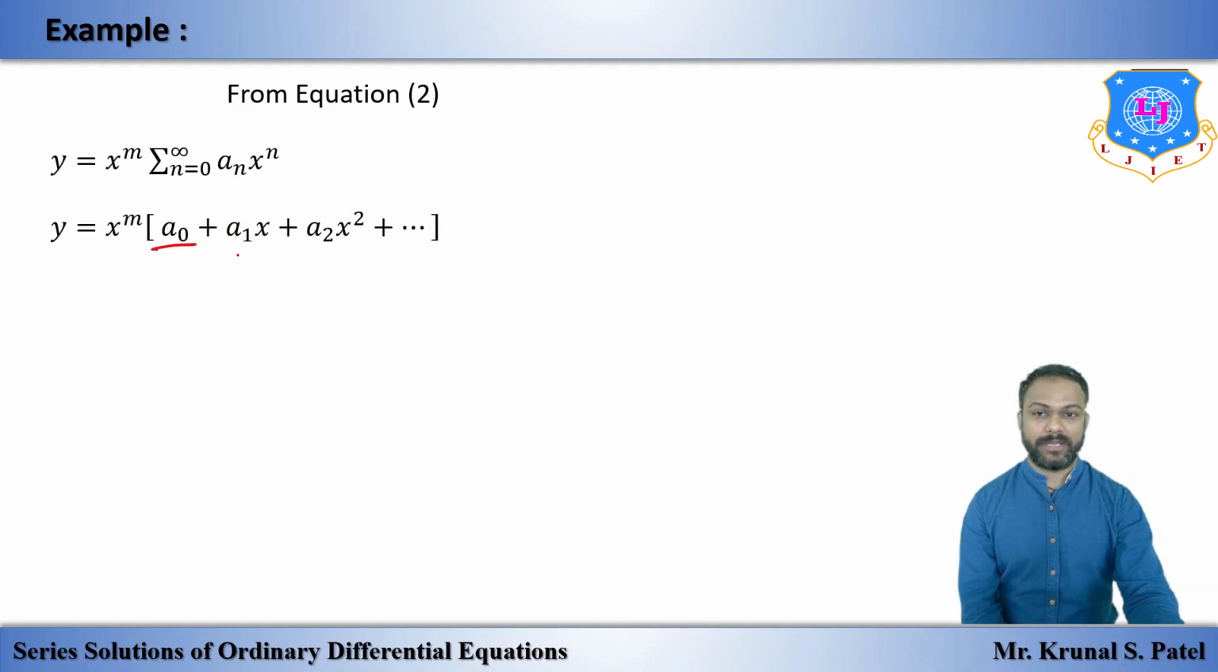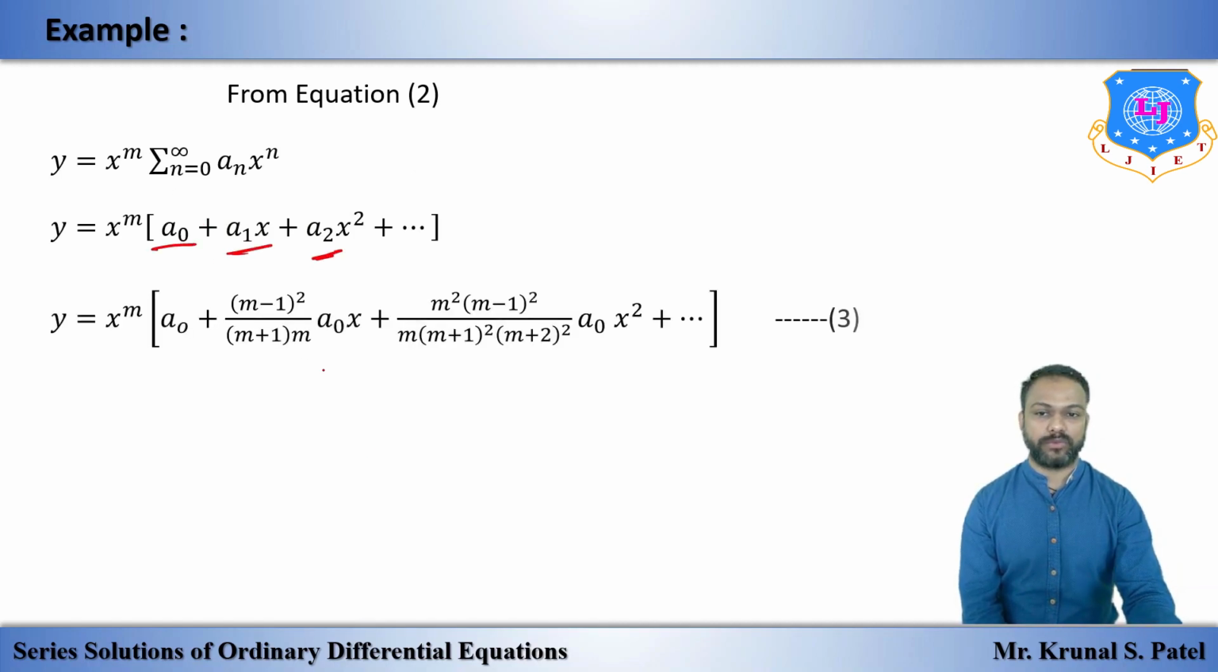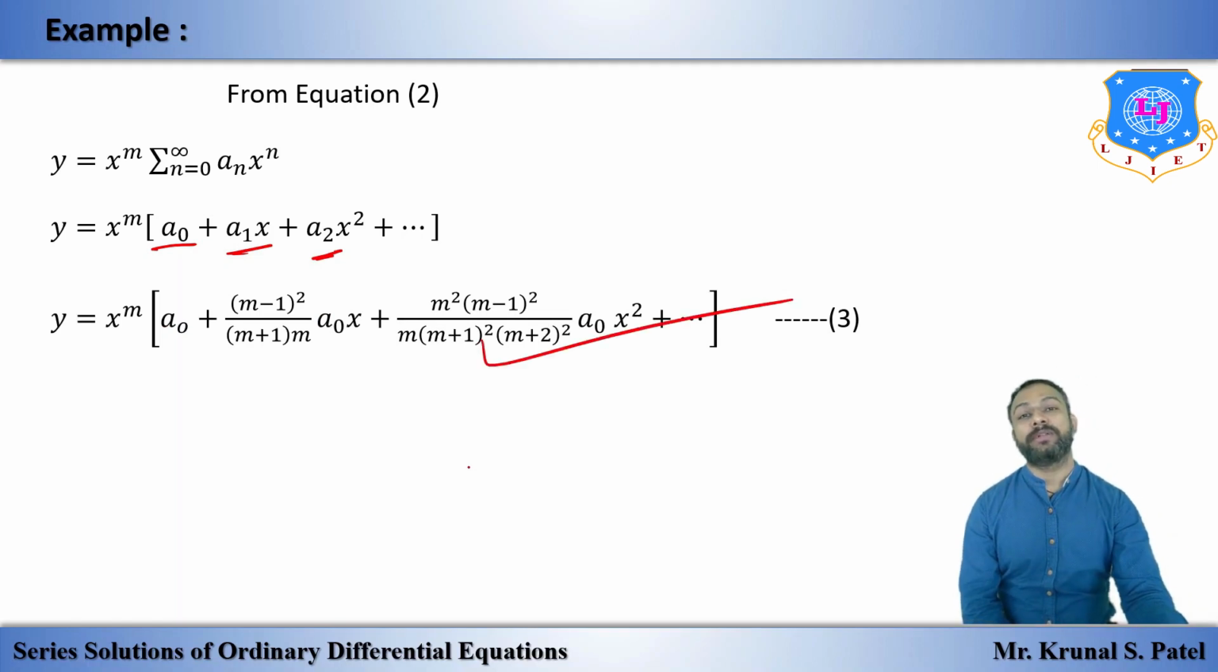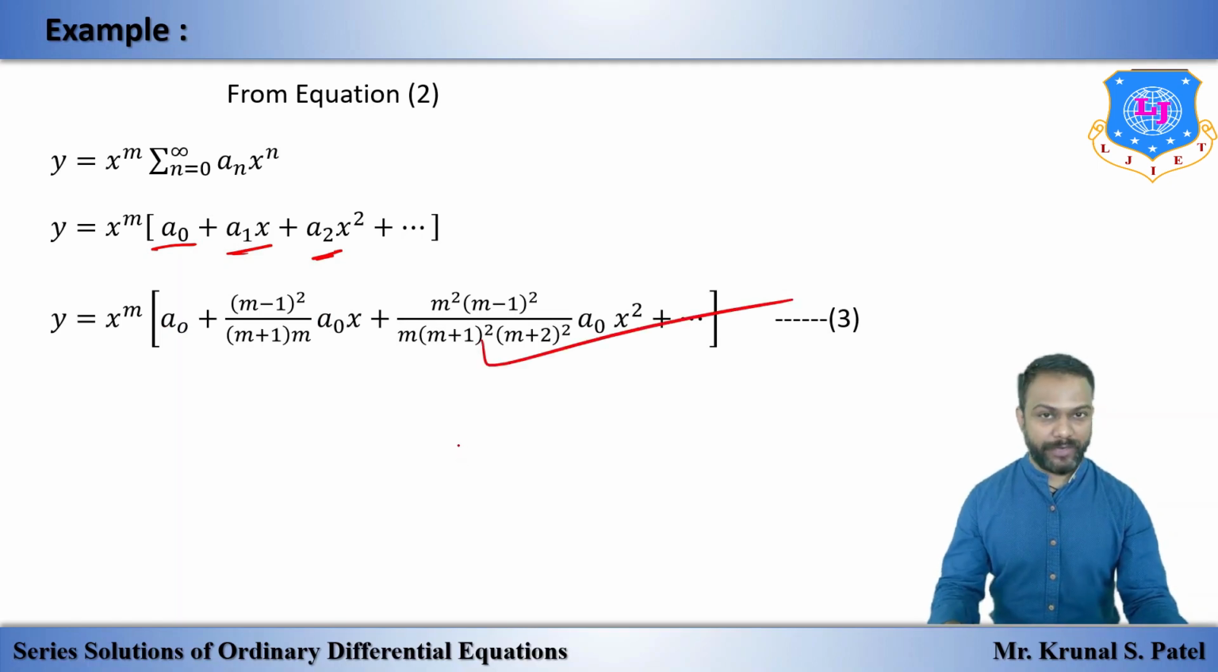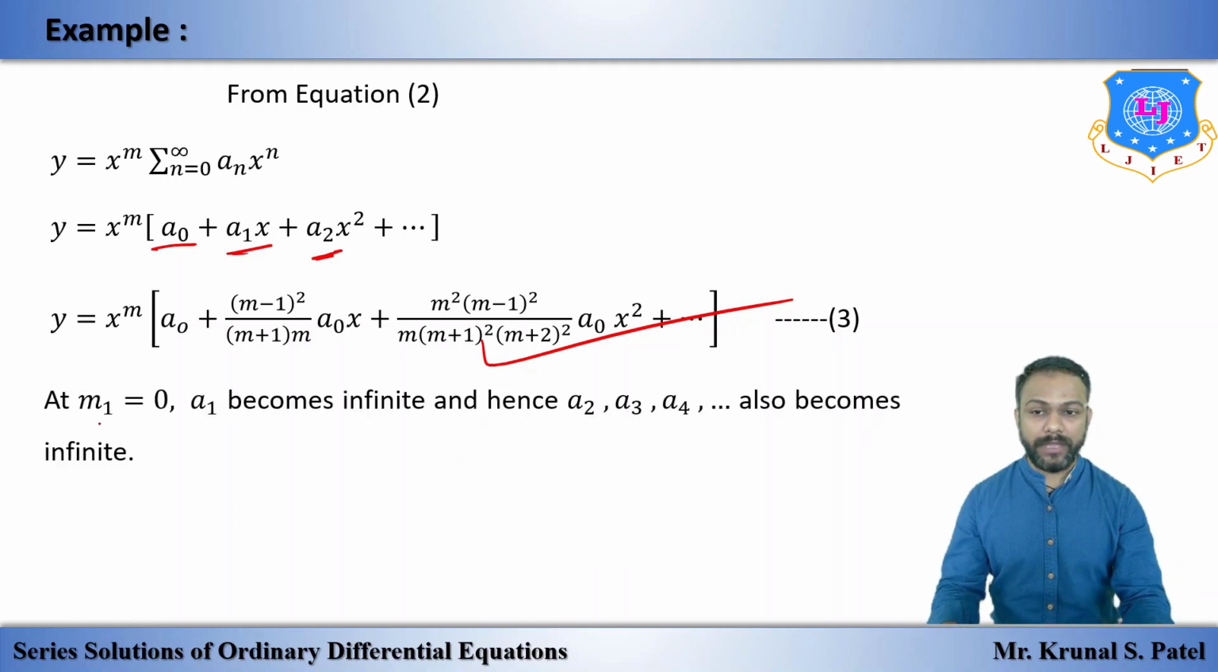Okay, this is our trial solution. We'll put a0 as it is. We'll put a1 and a2. So we have this equation number 3. Now we'll start with the smaller root. Okay, because this is case number 3. We have the smaller root m1 is equal to 0. If we put m1 is equal to 0, you can see that this is our a1.